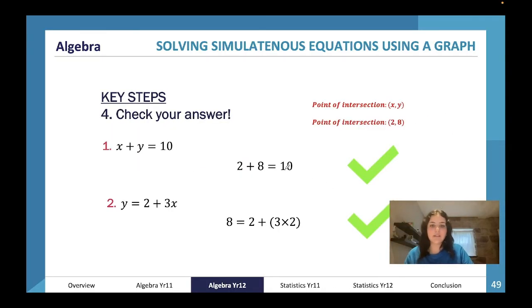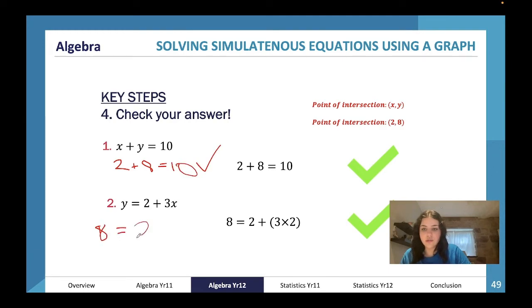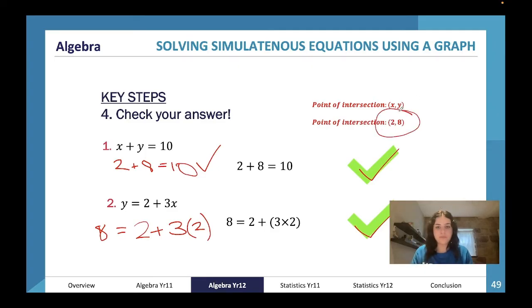Now we double check our answers. x plus y. x was 2, y was 8. Yes, it equals 10, correct. y was 8, equals 2 plus 3x. x was 2, so 2 plus 3 times 2 is 8. Yep, correct. These are both correct. So we know that this point of intersection was correct.